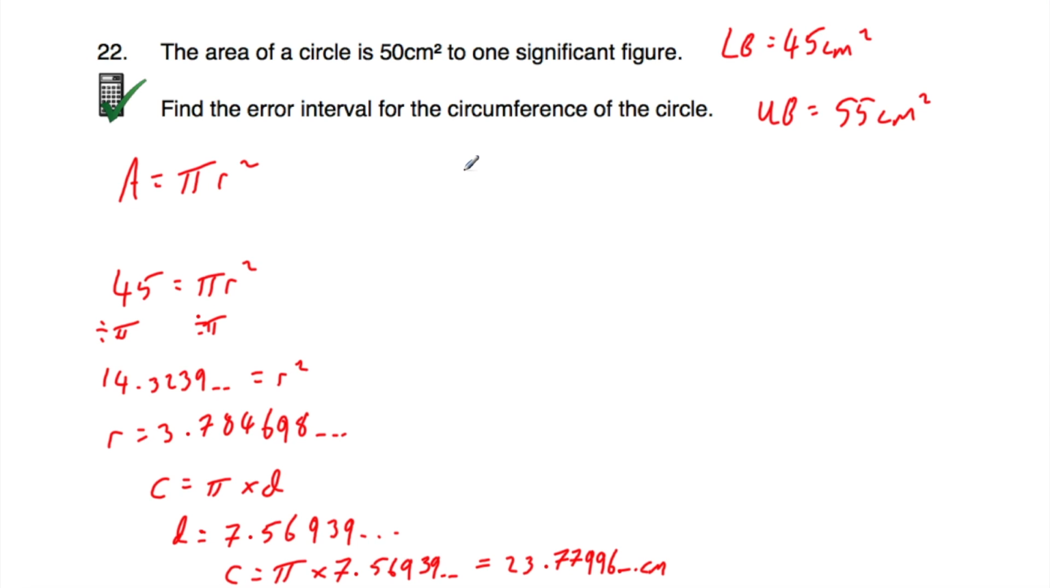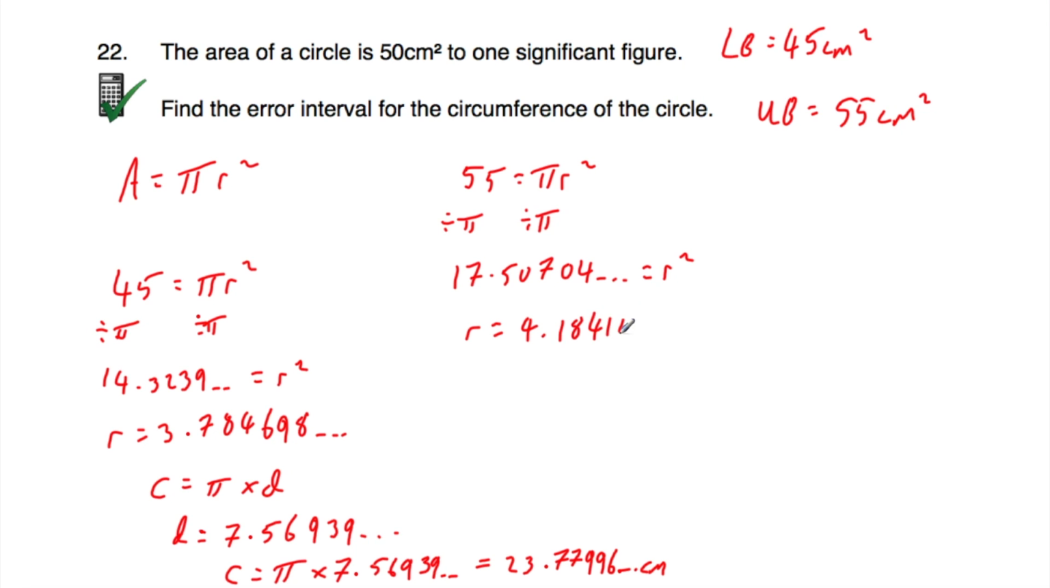For the upper bound, we'd have the area is 55 is equal to pi r squared. We want to divide both sides by pi to find out what the radius squared would be. And whenever we do 55 divided by pi, that gives us 17.50704 and so on. And then whenever we square root that, we'll find what the radius is. The square root of that is equal to 4.18414 and so on centimeters. So that would be the upper bound for the radius of the circle.